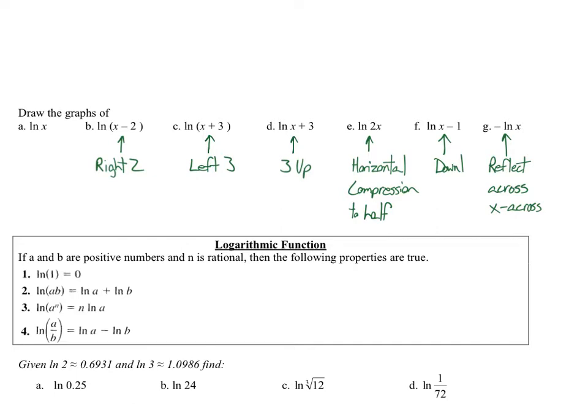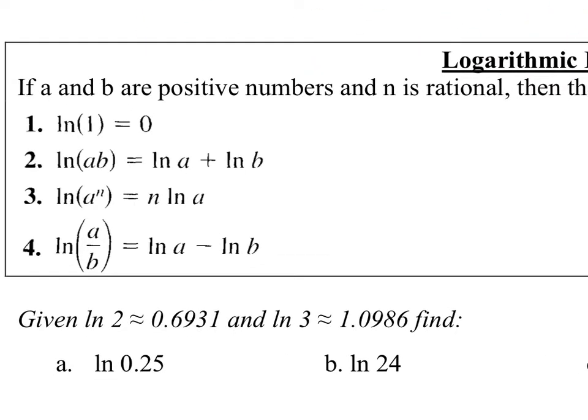Now, a couple of rules just to remember. ln of 1 is always 0. ln of a times b, you can split it up into ln of a plus ln of b. ln of a to the n power, you can bring that exponent out, so it's n times ln of a. And if there's division, you can rewrite it as the subtraction of two different logs. So ln of a over b is ln of a minus ln of b.